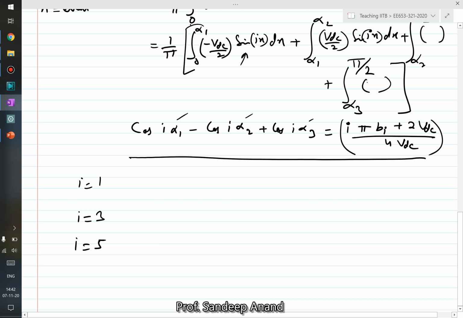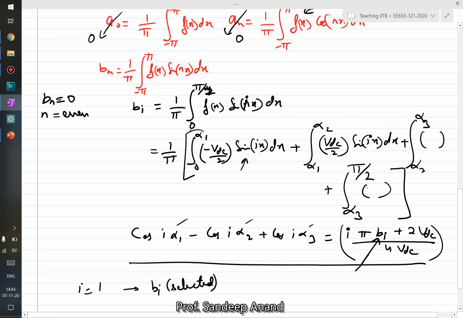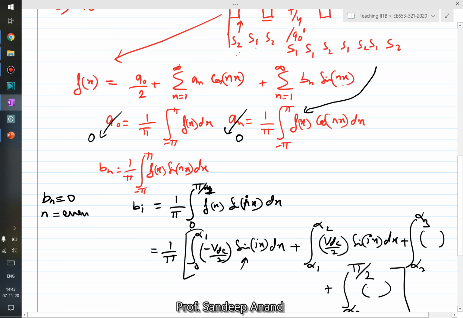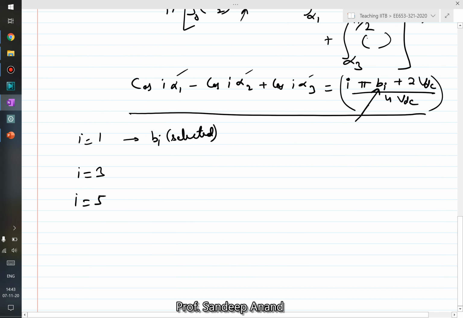I feed i equal to 1, right? And on the right hand side, bi also is something which you can feed. So let's say i equal to 1. Now bi is nothing but the magnitude, or the peak value, of the fundamental component, and therefore bi is what you have selected, what you want to have as the fundamental component. For example, if you see this Fourier coefficient, where is bi? Yeah, so this is bi. If i is 1, this is sine theta. So this is nothing but the fundamental component, peak value. So bi you can select.